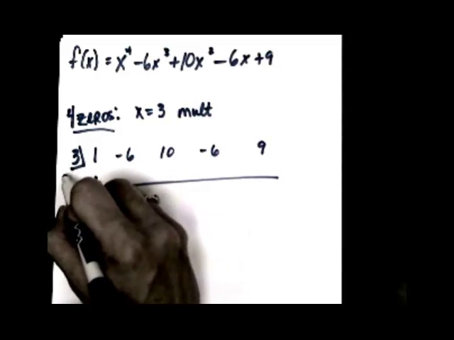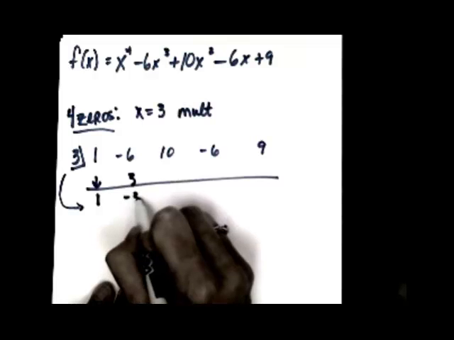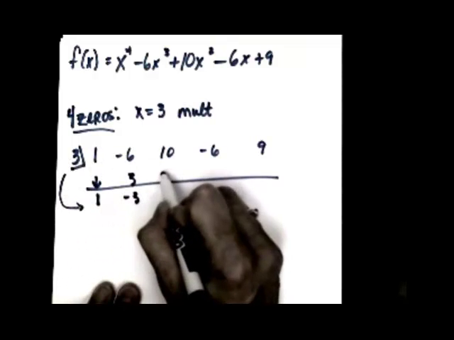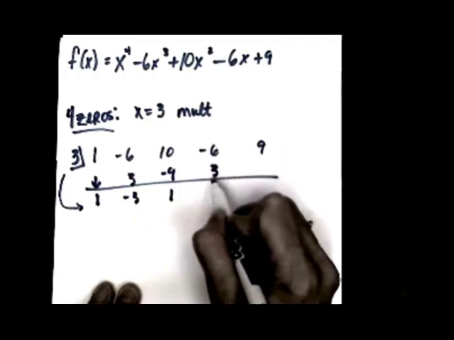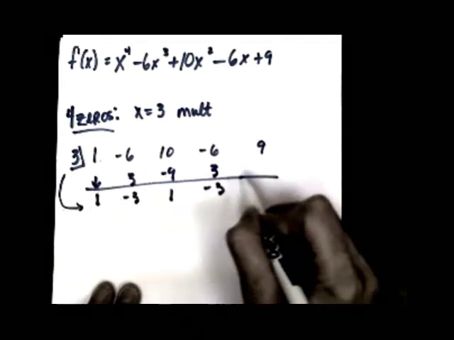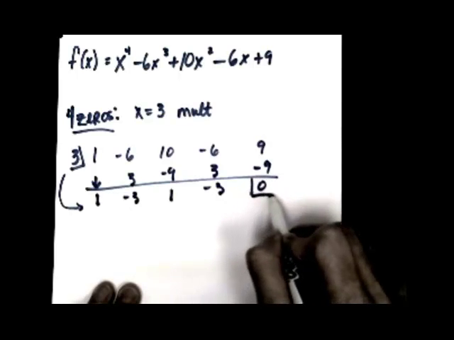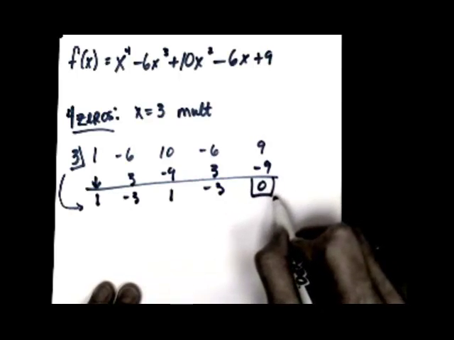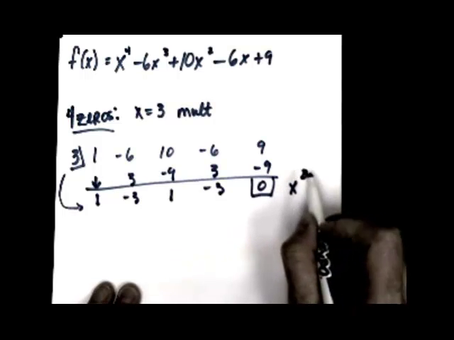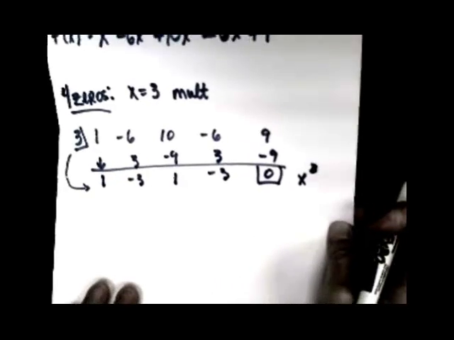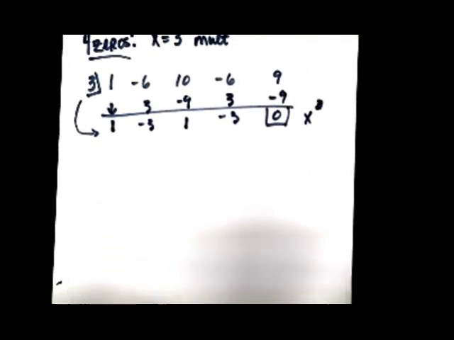We take 3 times everything below here, so 3 times 1 is 3, add negative 3. 3 times negative 3, negative 9, add 1. 3 times 1 is 3, add negative 3. 3 times negative 3 is negative 9, remainder 0. Remember, you're finding zeros for the function, so you should always get a remainder of 0. This lowers it to a third degree. So now we're going to use our new coefficients in our next synthetic division step.